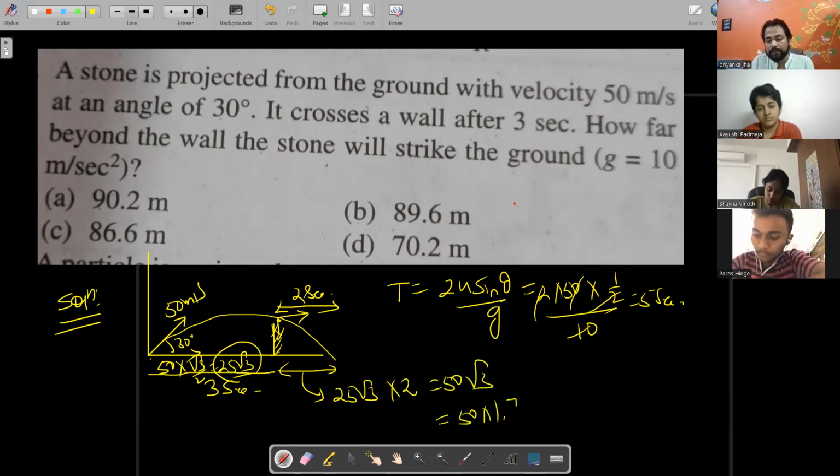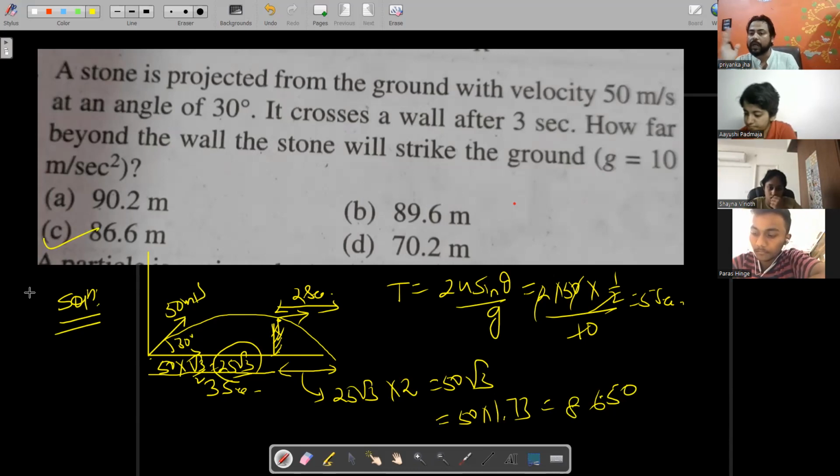Tell me, did you understand or not? Yes, sir. Everyone understood or not? Yes, sir. It took 3 seconds to cross the wall, and the total time of flight is 5 seconds. So after crossing the wall, it will travel for the next 2 more seconds. So you have to find the horizontal distance for the next 2 seconds. Time you have, and you just need the horizontal component of the velocity. That is always constant in projectile motion. So just multiply it.